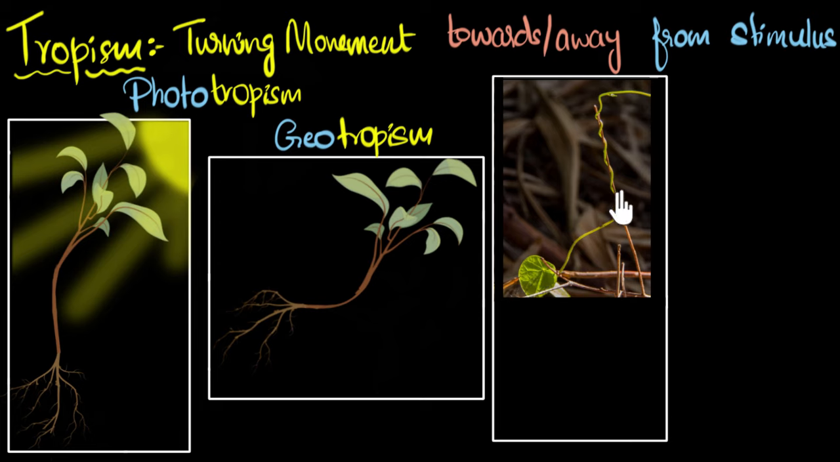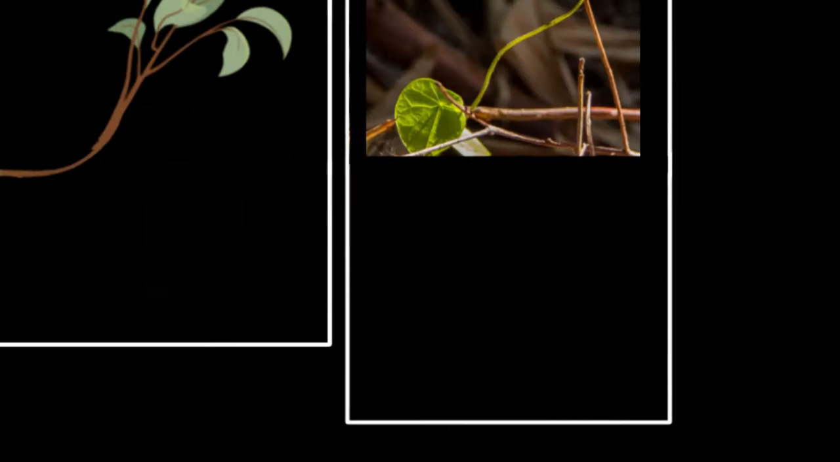Once it touched, it started bending around it. It started coiling around it. So the stimulus over here is touch. Based on the touch, this tropic movement happened. Let me give you another example.